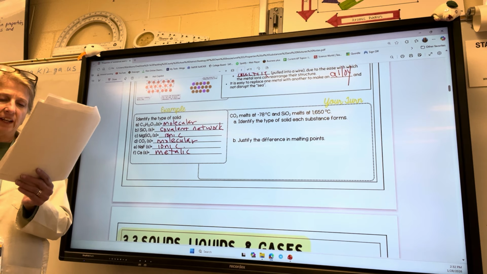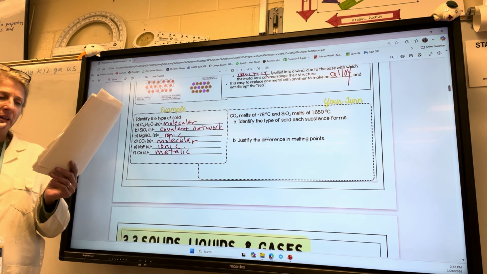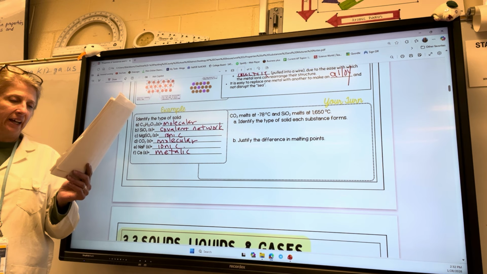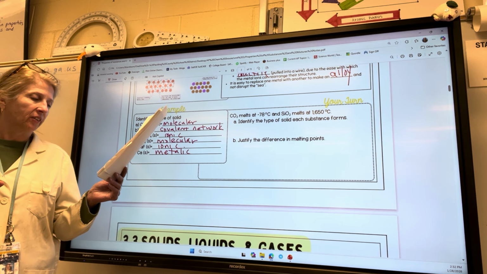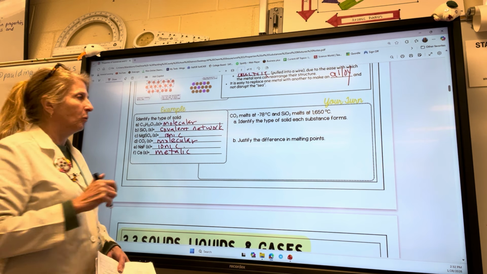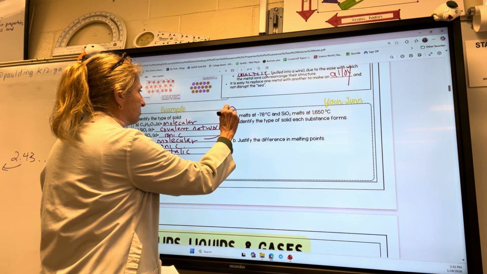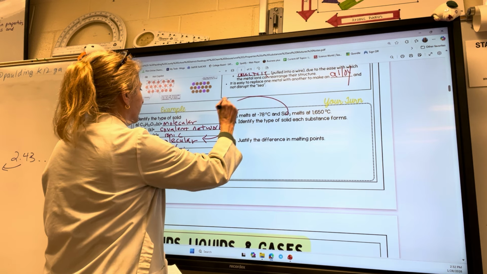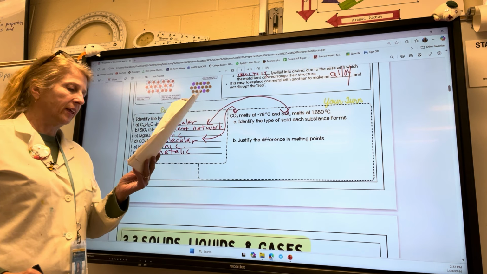It says identify the type of each, carbon dioxide and silicon dioxide. Notice carbon dioxide melts at -78, and silicon dioxide melts at 1,650 degrees Celsius. Identify what they are, and we already said that carbon dioxide is molecular, and silicon dioxide is the covalent network, okay? And then it says, justify the differences.